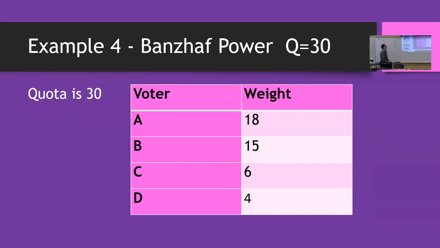Now, obviously in our last example, I made the quota be 22. And that gave me a whole structure of which coalitions were winning coalitions and which were not. What if I took the same weights and I made the quota 30? I want you to calculate the Banzhaf power index for each voter here if the quota were 30. Take a few minutes to do that. I'll give you some time.